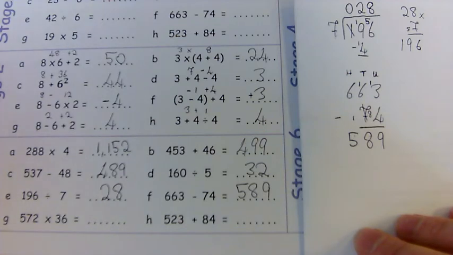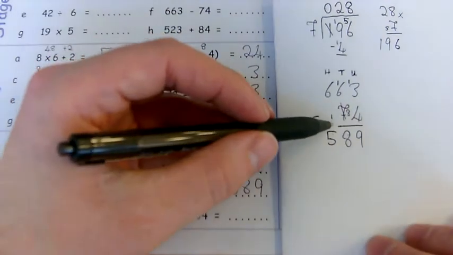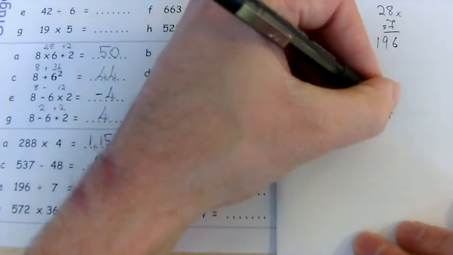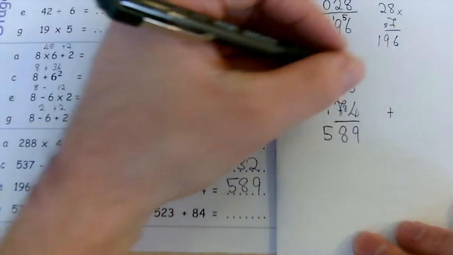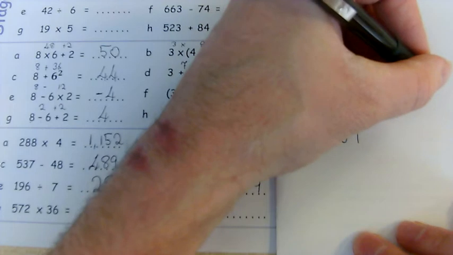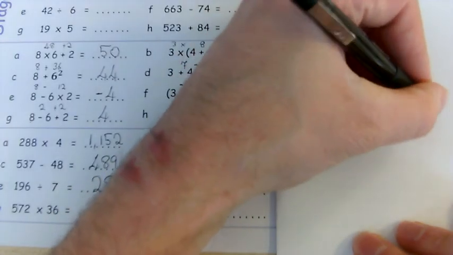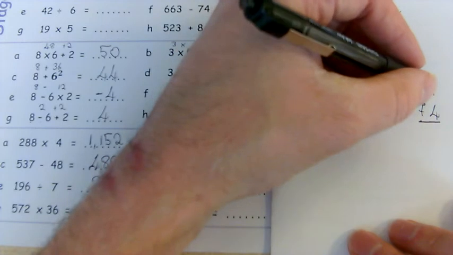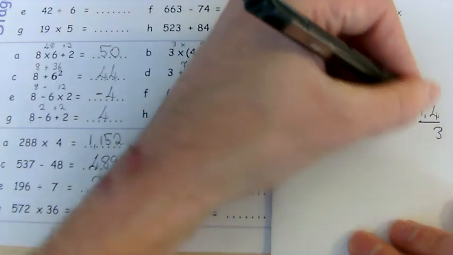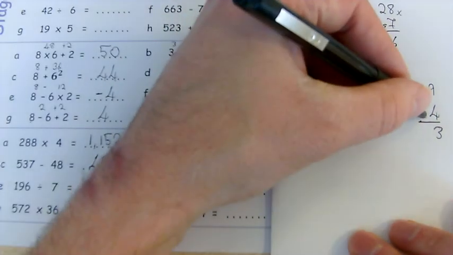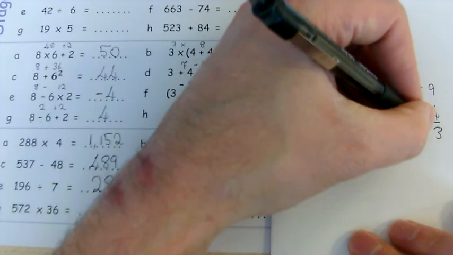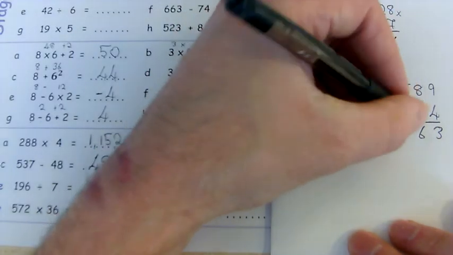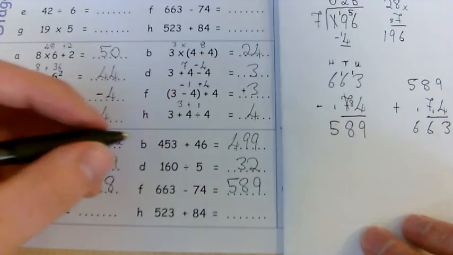Just so it happens, if I wanted to check this one, and again show the relationship between subtraction and addition, I can work backwards. I can do 589 plus the 74, and I should get back to 663. 9 plus 4 is 13, carry the 1. 7 plus 1 is 8, plus another 8 is 16, carry the 1. 5 plus 1 is 6, so my answer is 663, which is what we had here.